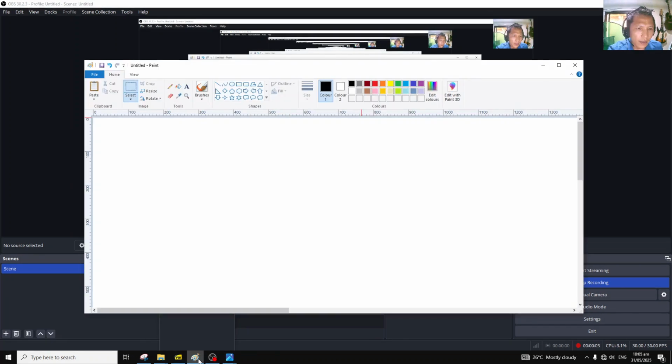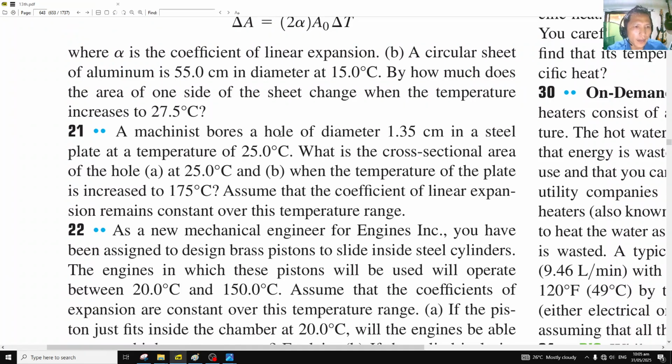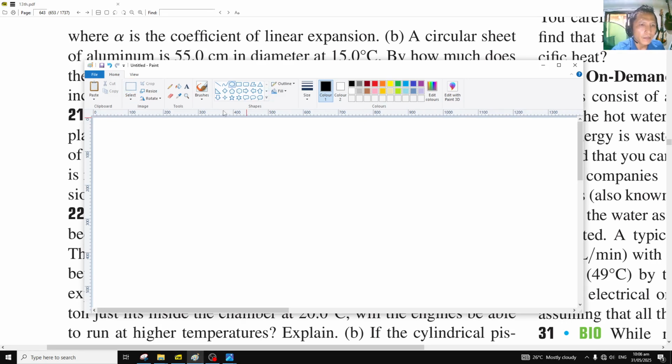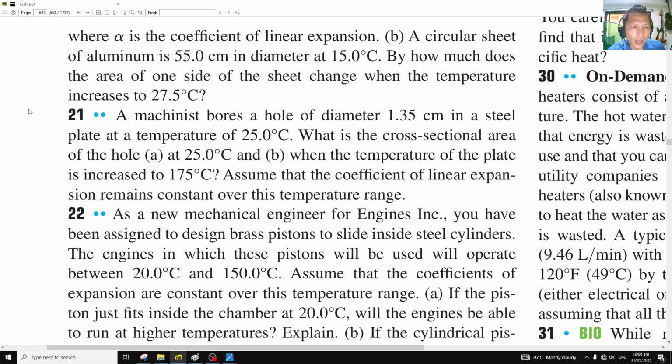Okay. So you have problem 21. A machinist bores a hole of diameter 1.35 centimeter in a steel plate at a temperature of 25. So that forms a 1.35 diameter. So maybe we can draw this one. That is 1.35, so the diameter is 1.35 centimeter. So I drilled a hole in the steel plate at a temperature of 25.